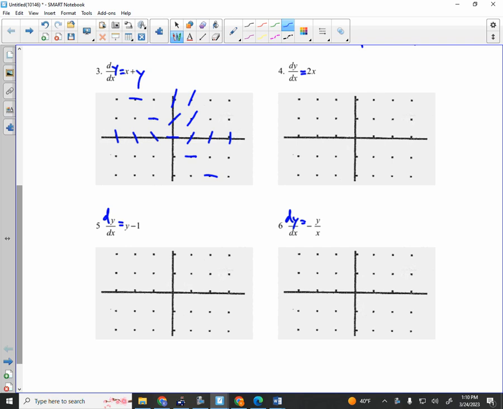Number 4, tell me how to navigate this one a little bit quickly. Where is x equal to 0?